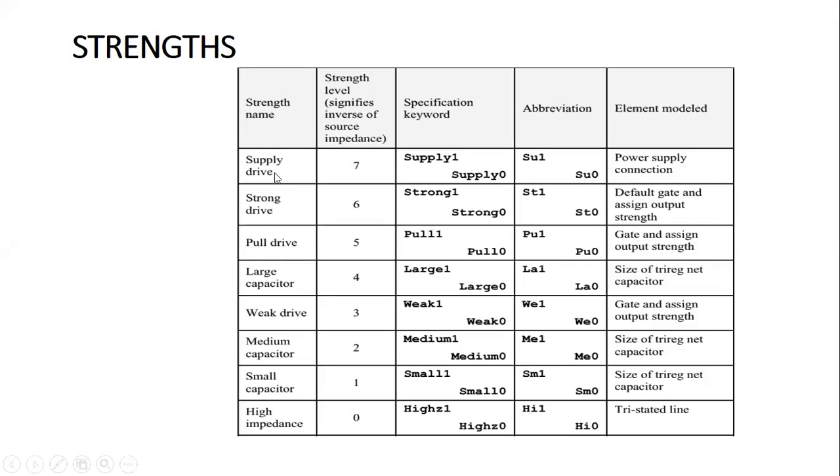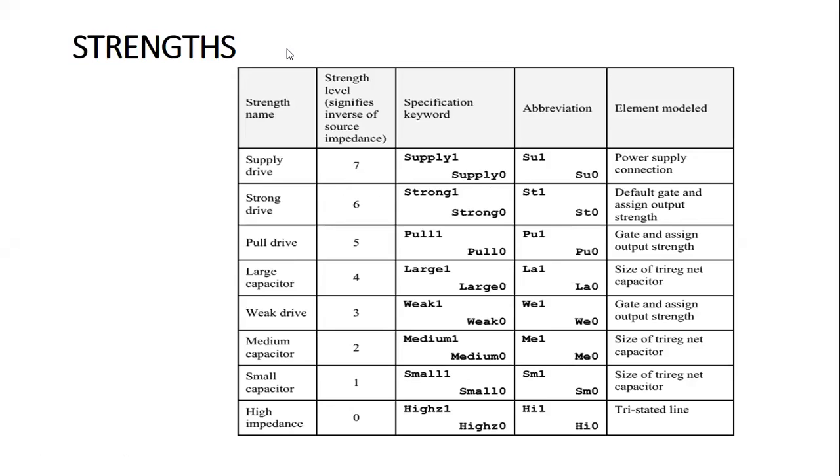Now, in a strength, I can have a logic 0 as well as a logic 1. If it is supply drive, the logic 1 is represented by supply 1 and logic 0 is represented by supply 0. Again, in Verilog, supply has the highest strength. Then comes strong, then comes pull drive. High impedance will have the lowest strength, which means if a wire or a net is driven by 2 signals with 2 different strengths, the one with the highest strength will prevail.